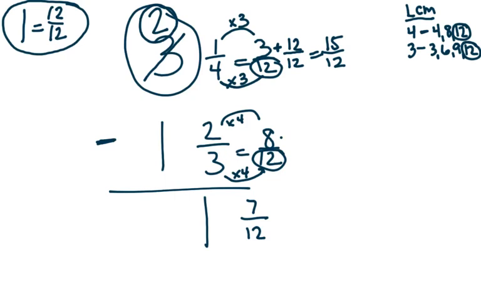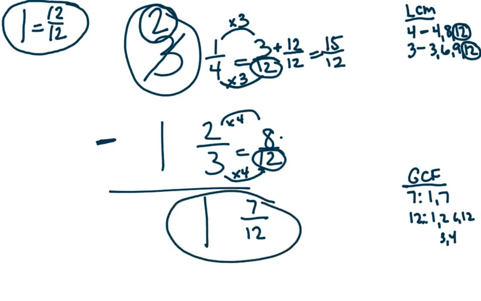I'll then go ahead and look for the greatest common factor of my numerator and my denominator to see if I can simplify this fraction. So 7, the two factors for 7 are 1 and 7. For 12, it's going to be 1 and 12, 2 and 6, and 3 and 4. Besides 1, I don't see another factor that they have in common. So this cannot be reduced. 1 and 7/12 is simplified. So I'm left with 1 and 7/12.